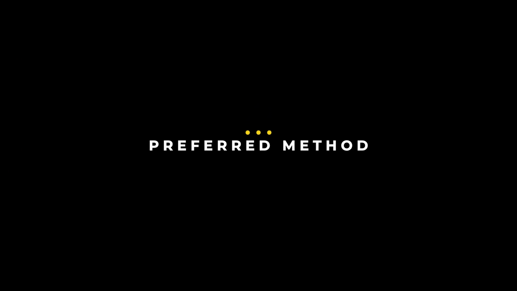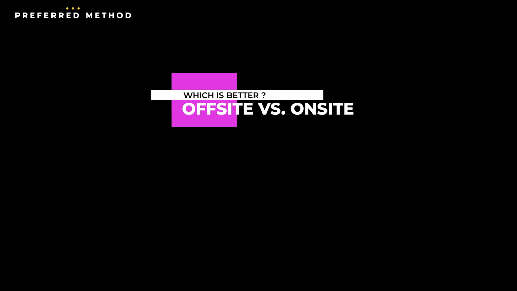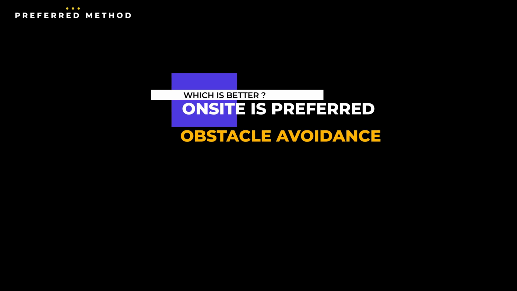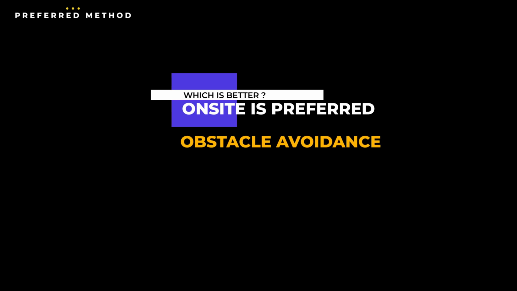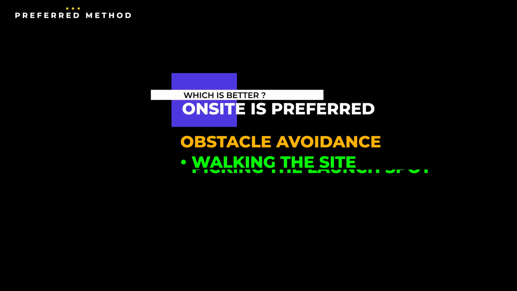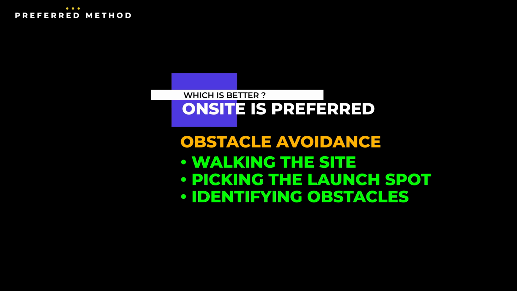So why is this our preferred method? In part 2 of the series, you'll find a link in the description, we covered setting up the mission off-site using the maps. But as we mentioned, this is our preferred method. Here's why. We've talked a lot about our obstacle avoidance strategy, which starts with walking the site ahead of time, picking our launch spot, seeing where the trees and wires are.